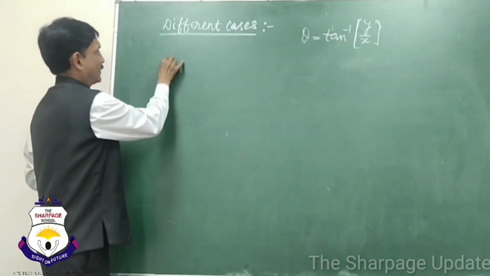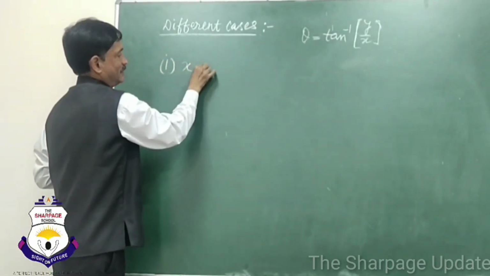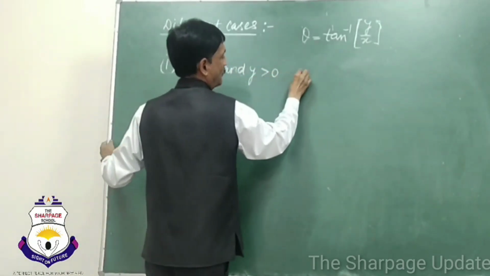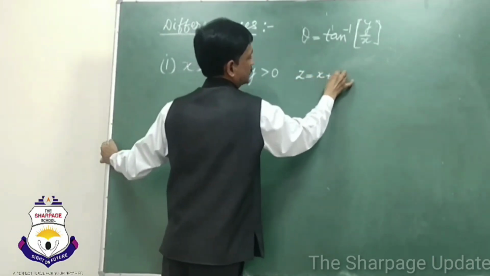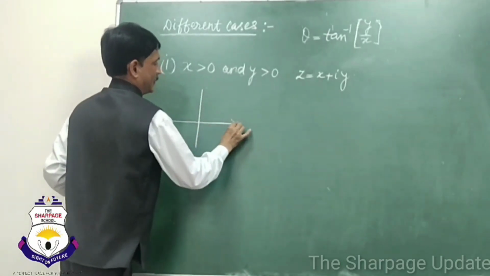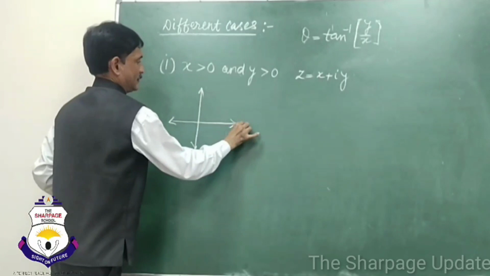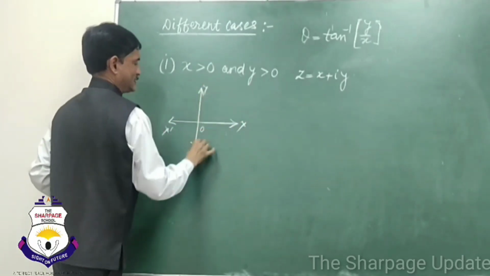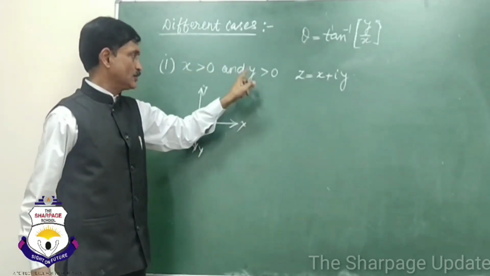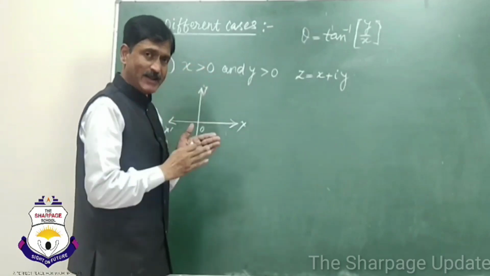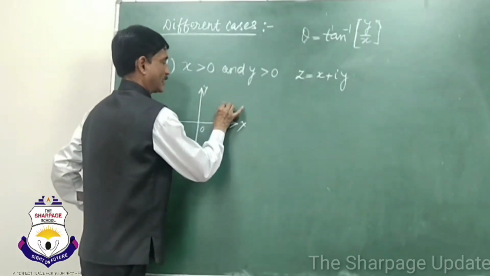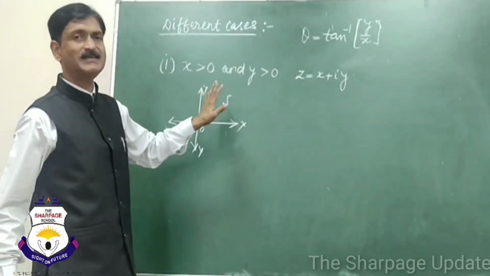First case, if x is greater than 0 and y is greater than 0 in complex number z equal to x plus iy. In this case, since x is greater than 0 and y is greater than 0, the point P representing this complex number will lie in the first quadrant. Let point P be here.